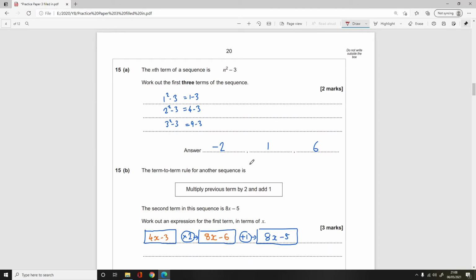Question 15, first 3 terms of the sequence. If you got any one of these right, that would be a mark. If you got all 3 of them, that would be 2 marks. Let's just square the number and take away 3.